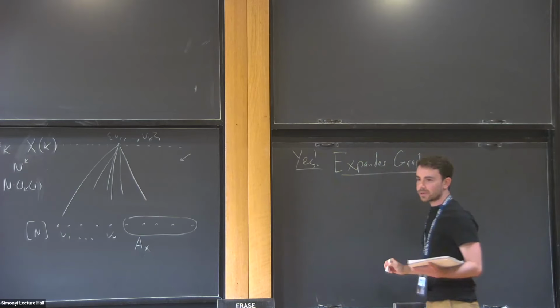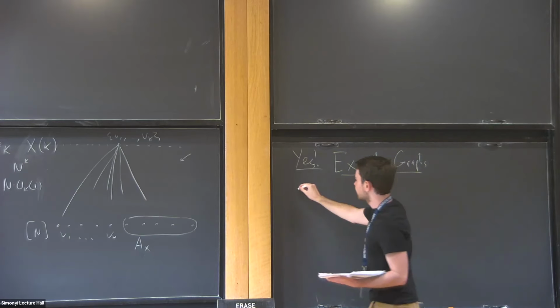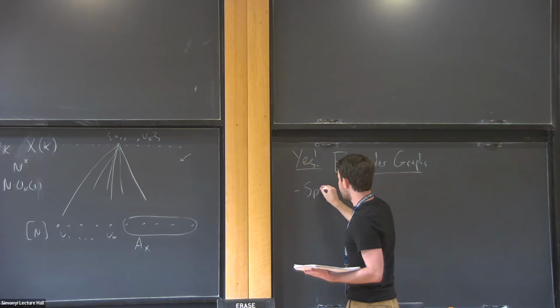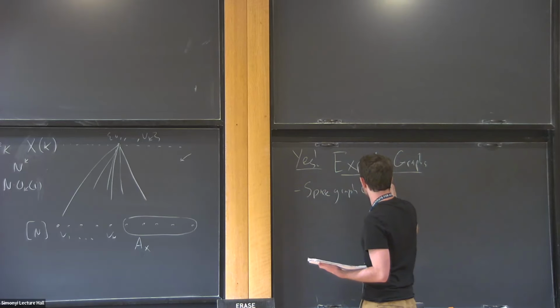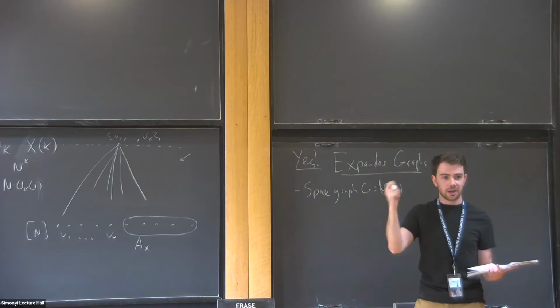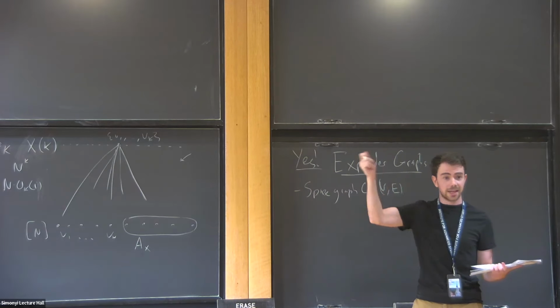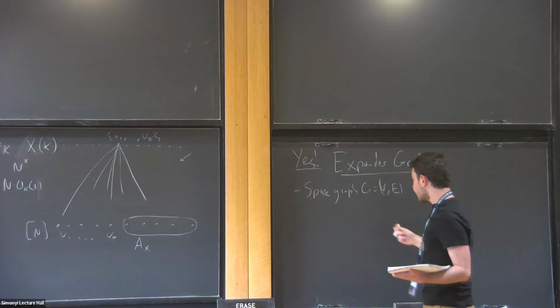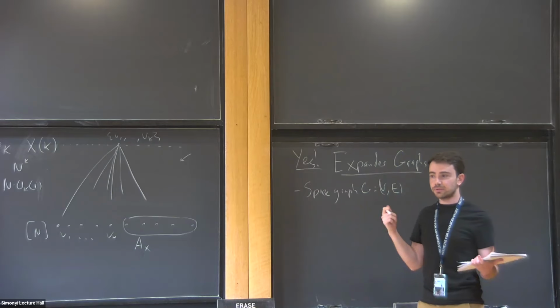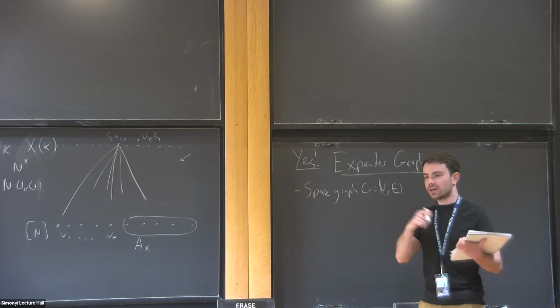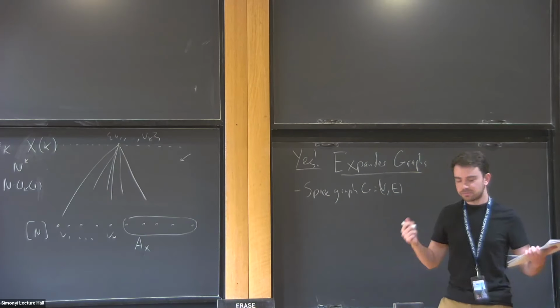Okay, so what is an expander? Roughly speaking, an expander is a sparse graph. Think of every vertex as having a constant degree, it maybe sees 10 other vertices, and yet in some sense, it's pseudo-random in that it acts like the complete graph. It acts like it has all edges in terms of connectivity properties and things like this.